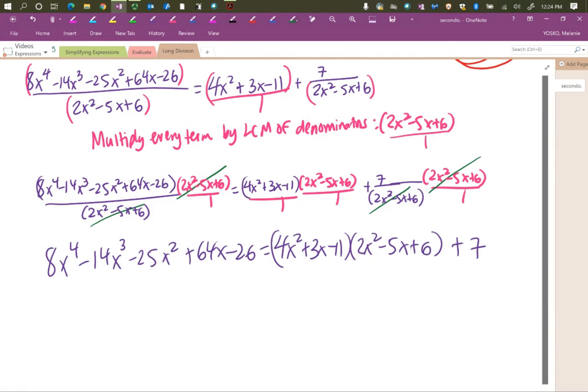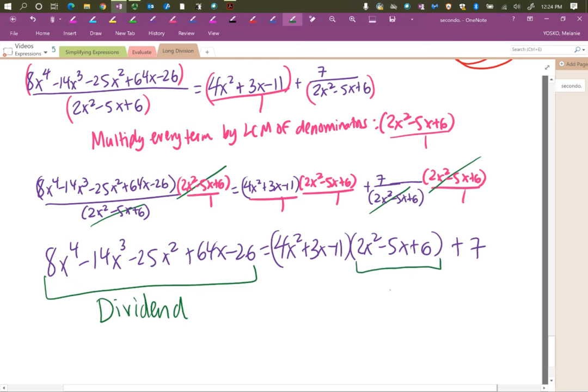So remember, this was called the dividend. We divided by 2x squared minus 5x plus 6. So remember, we called that the divisor. So new terminology right here, this is called the quotient. And then the plus 7 in our case is the remainder.